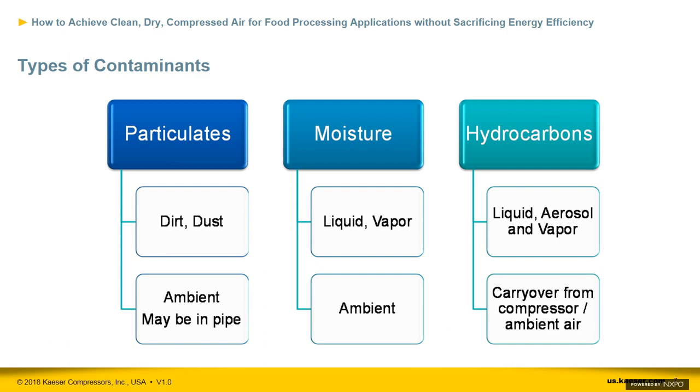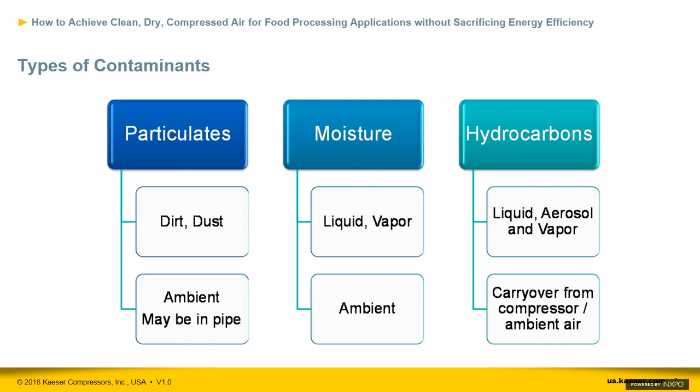Particles are solid, such as dirt and dust. They can be picked up from the ambient air and ingested into the compressor inlet. For example, baking can be heavy with flour dust, and the dust will find its way into the compressor inlet. Another source of particulate contamination is downstream of the compressor, which is the piping. Rust and scale in iron piping can build up over time and then flake off and head toward those points of use. Werner's going to discuss later in detail about piping and contamination effects.